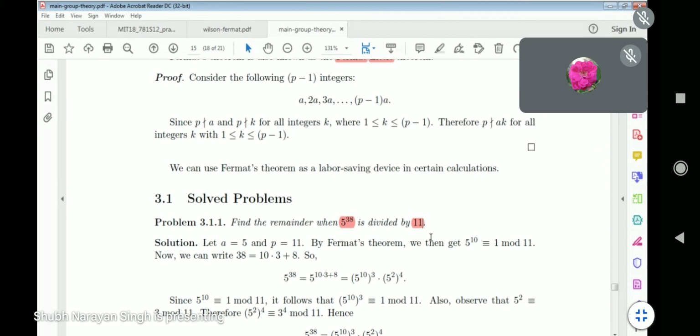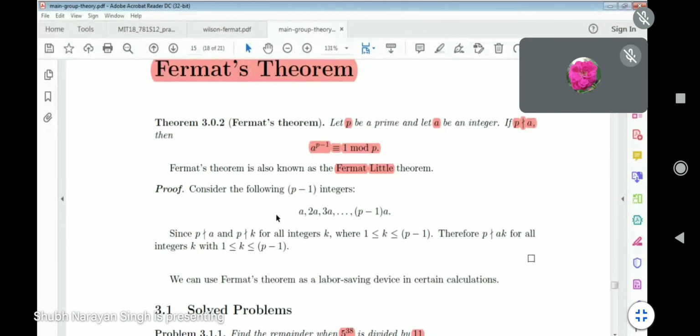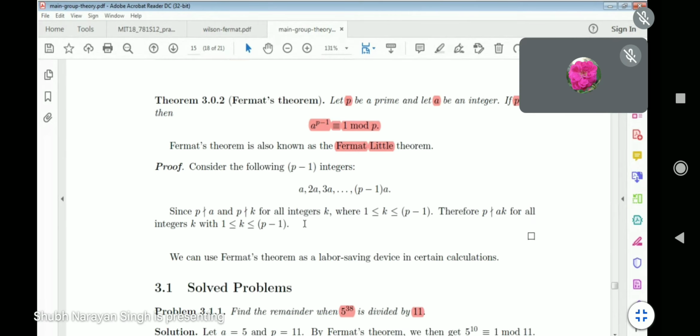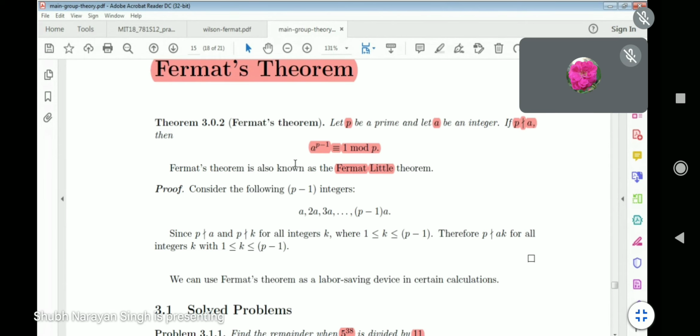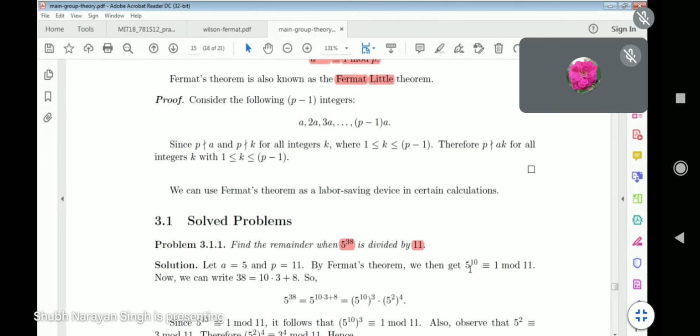Here your divisor is prime, 11. So just take p as 11 and a equal to 5. Then use Fermat's theorem. Fermat's theorem in this case says that a to the power p minus 1, with a equal to 5 and p equal to 11, gives a to the power 10, since p minus 1 is 10. So 5 to the power 10 is congruent to 1 modulo 11. So using Fermat's theorem, we get that 5 to the power 10 is congruent to 1 modulo 11.